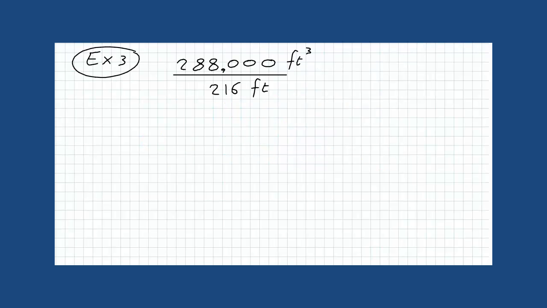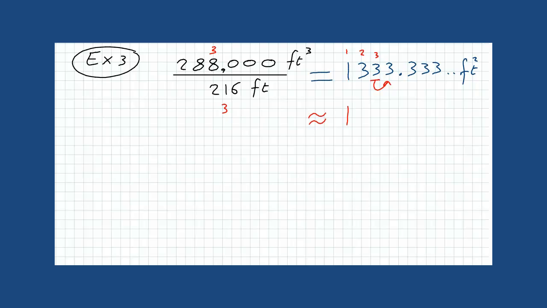Example 3. Using the rules for division of measurements, we want to divide 288,000 cubic feet by 216 feet. Using the calculator, you would have a result such as this one. Looking at our two measurements, the first one is of accuracy 3. The second one is of accuracy 3. So they are the same in accuracy. Because of that, we will round our result to 3 significant digits. 1, 2, 3. Looking at the number on the right, it is less than 5, so it would be the same, changing this to 0 and cancelling the decimals. So this is our final result, rounded using the rules for division of measurements.